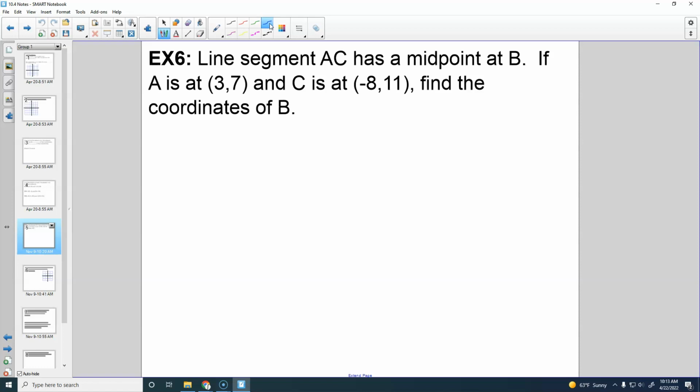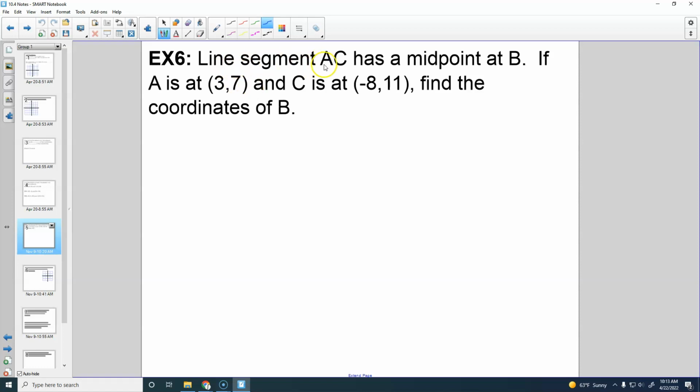Okay. Let's look at example 6. Whenever you see a problem worded like this, you don't necessarily have to graph these on a graph, but I want you to draw me a picture for these. You'll see whenever we do example 7 why.